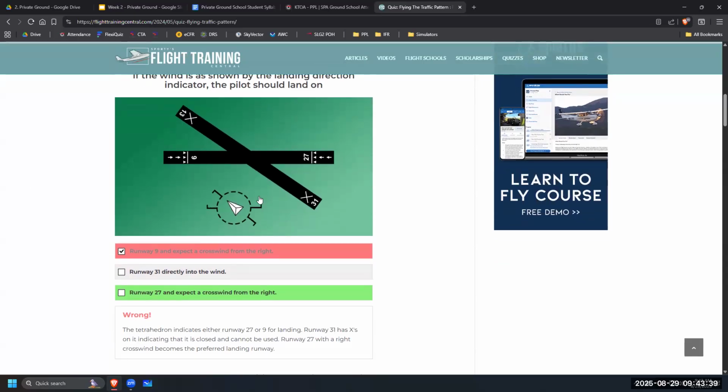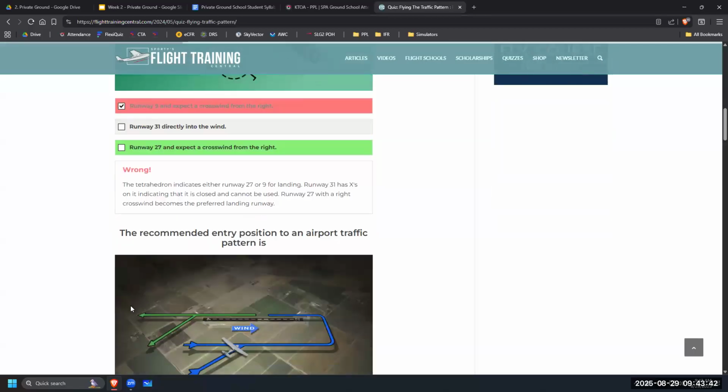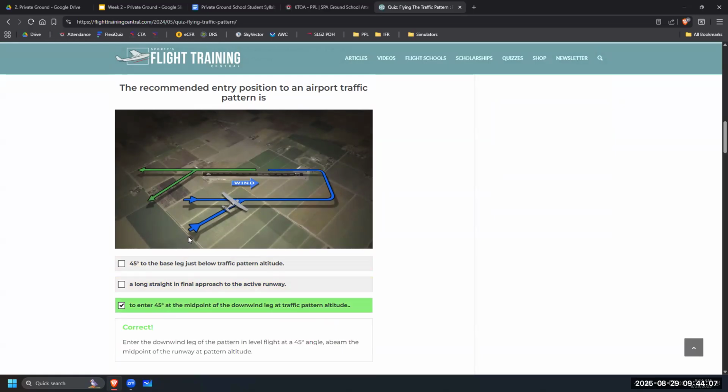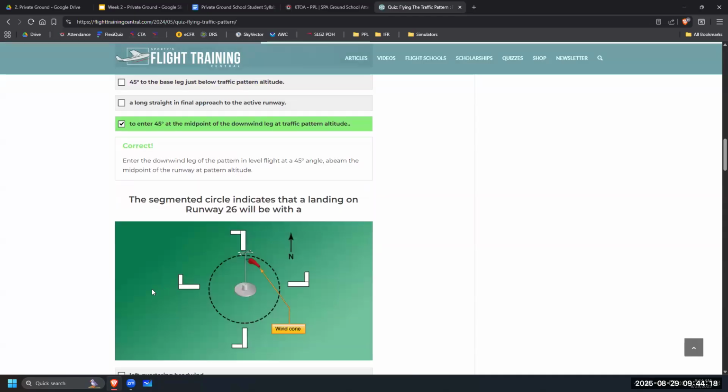Okay, just wanted to make sure. I was pretty sure that we weren't understanding this, so I'm glad we went to the quiz. Next one, the recommended entry position for traffic pattern is which one? 45 to the base leg, just below traffic pattern, along straight in final approach to the runway. 45 at the midpoint of the downwind, exactly. Even shows in the picture. Good. 45 degrees to the midpoint of the runway, entering the downwind, and then you'll turn base and final. So everybody in the pattern can see you entering, right?